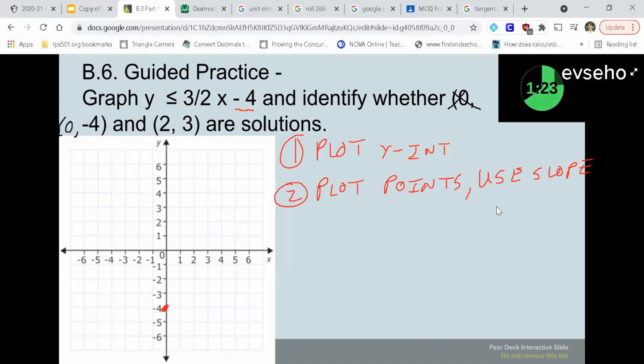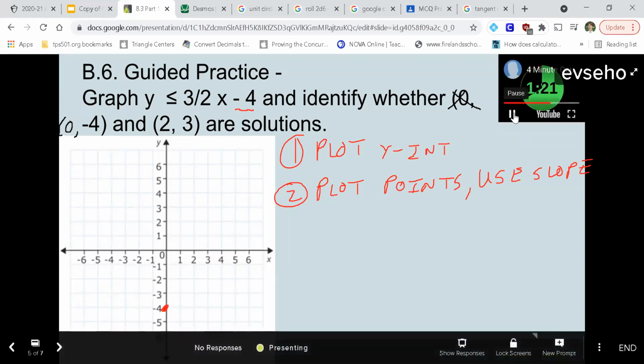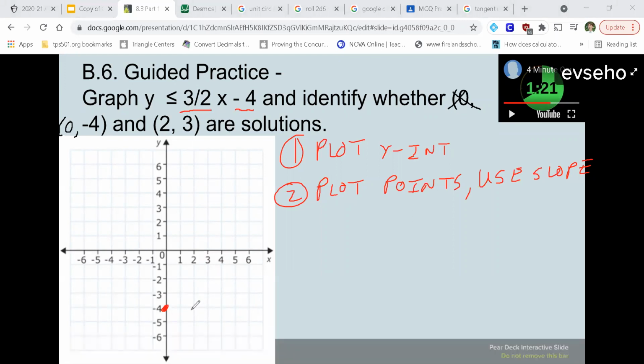Okay, so our slope for this problem is 3 over 2, right? So we need to go up 3 over 2, up 1, 2, 3 over 2, and then also down 3, left 2. All right.